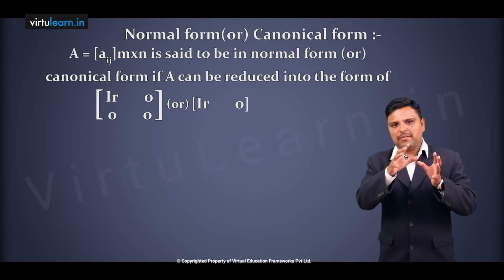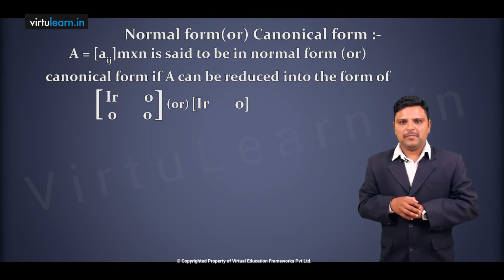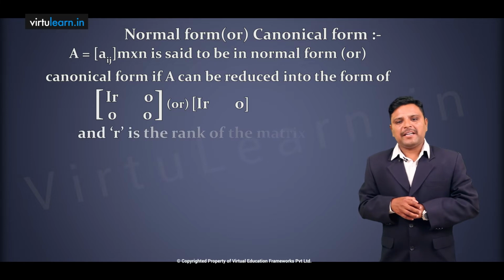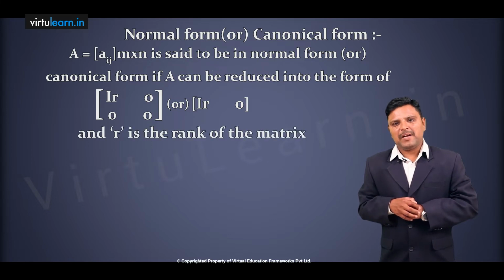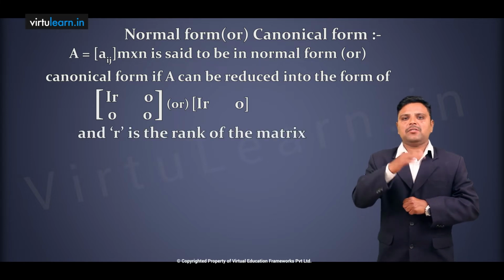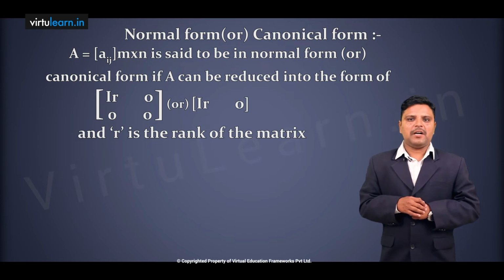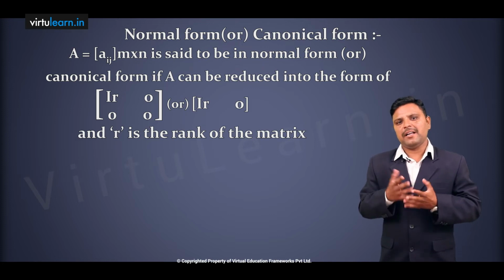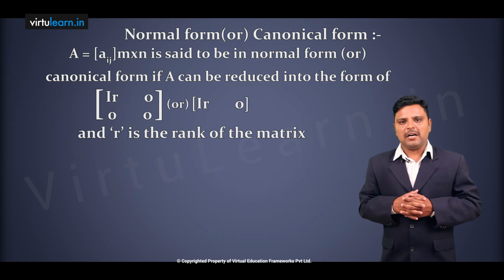Now A can be converted into these forms. Then the rank of the matrix A is r, because we are getting an identity matrix of order r by r. Ir is nothing but of order r by r. Now this is nothing but normal form.